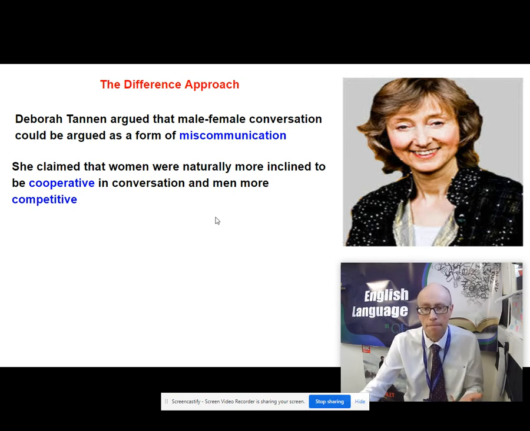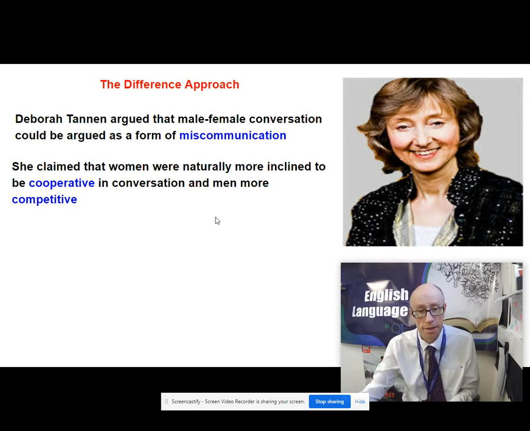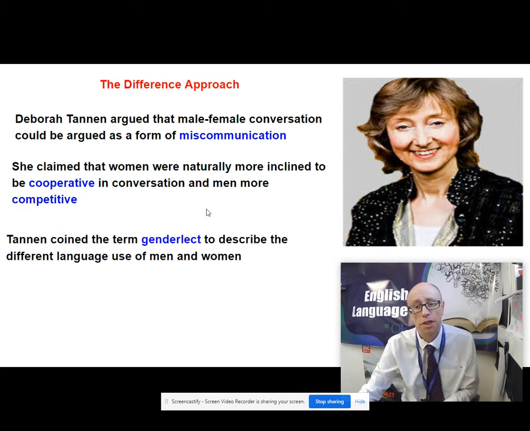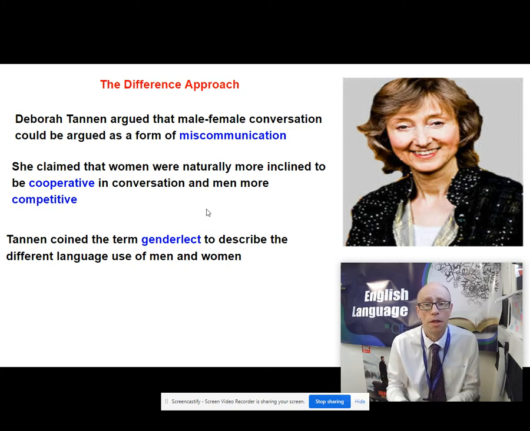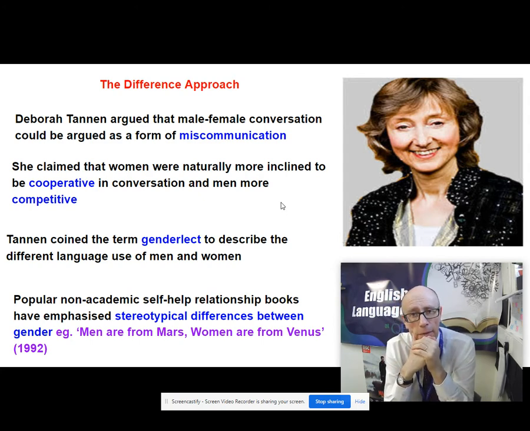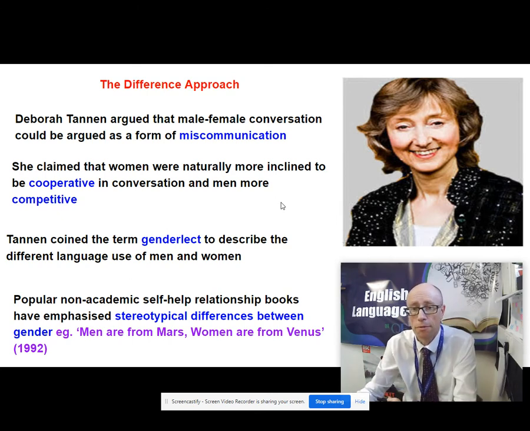Okay, and her big claim is that females tend to be more inclined to be cooperative in conversation, whereas males tend to be more competitive. Cooperativeness versus competitiveness. And she coined this phrase, genderlect. We know lect on the end of a word means the language of, so she coins this term, genderlect, to describe the different language use of men and women. And this has spawned a great big cottage industry. Popular, non-academic, self-help relationship books hit the stores, and often they present these differences between males and females in a very stereotypical way. I'm thinking about things like John Gray's Men Are from Mars, Women Are from Venus.